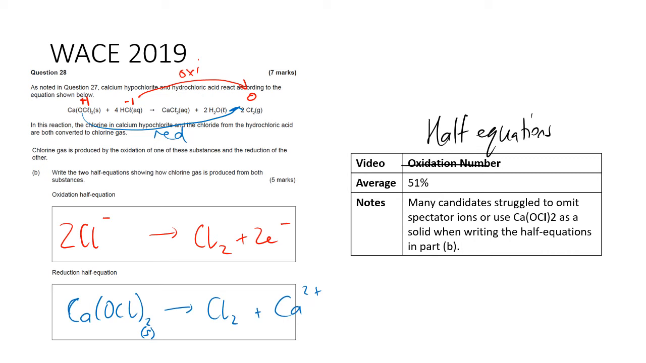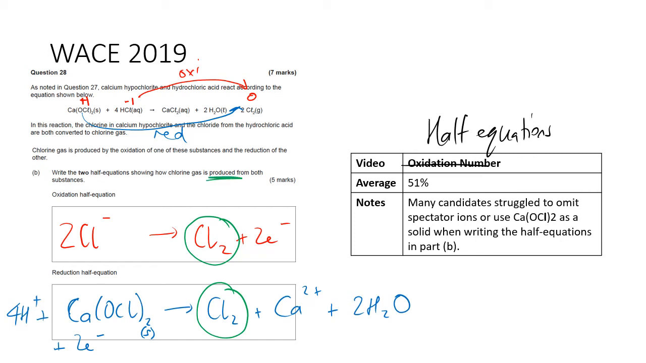I need to balance out this equation, so I've got the right number of Cl's, I've got the right number of Ca's, so I need to add some waters. So add 2 waters here. Then I need to add some hydrogens here, and then I need to bring this side down. This side is a total of positive 4, and this side is a positive 2, so therefore I need to add 2 electrons onto this side there. Alright, so a couple of things. Just recognize chlorine gas is the product in both of the reactions there, because it is produced from both substances. Move on.